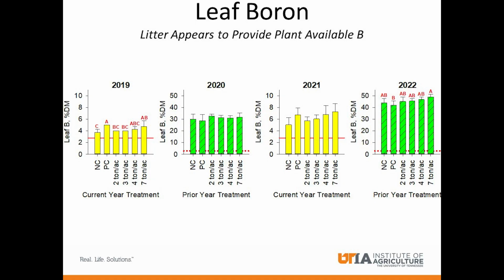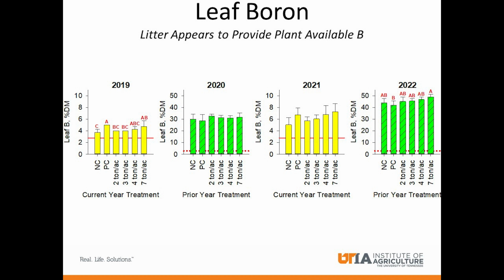Boron, another element. Boron concentrations are low in litter, but we tend to see this result right here frequently. And this is just a portion of the results I've got. But we see this occurring time and time again, that for those litter plots, the soybean leaf boron concentrations tend to be a bit higher in those plots that had received litter, not the year the soybean is produced, but the prior year.